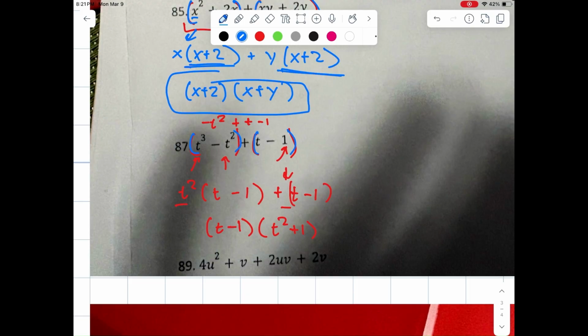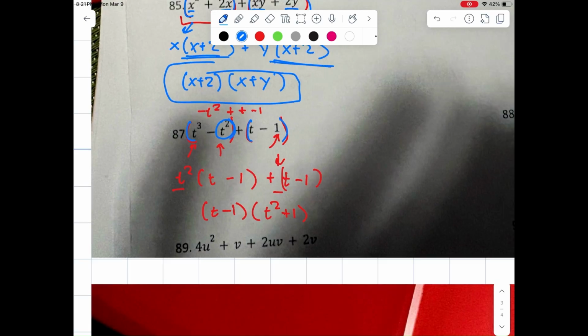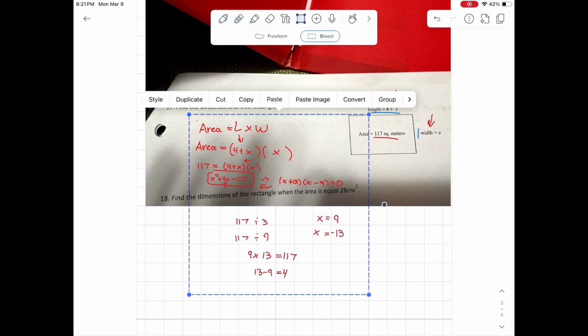87, exact same thing. We see these have multiple t's, so we're gonna group those together. And in this case, there's not much we can do, so we're just gonna treat it as its own case, kind of leave it alone. We take out a t squared from this one because that one's limiting, and you get t minus 1, t squared plus 1.